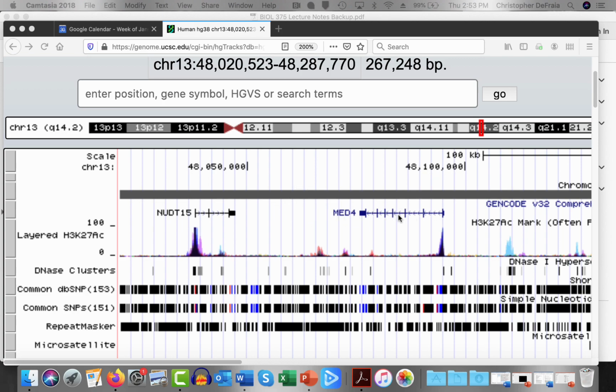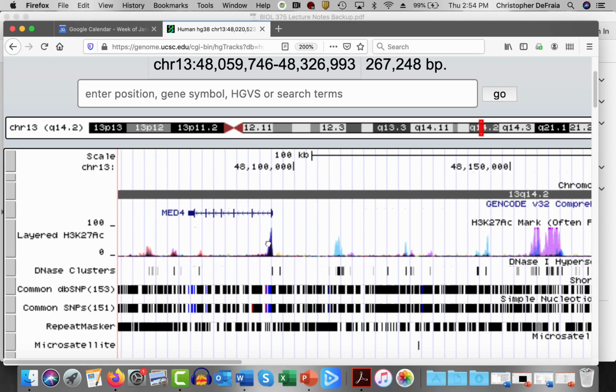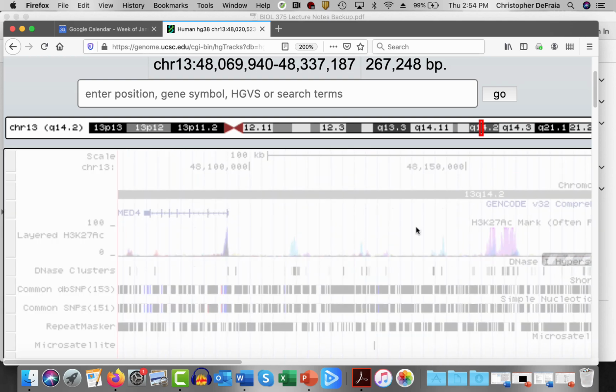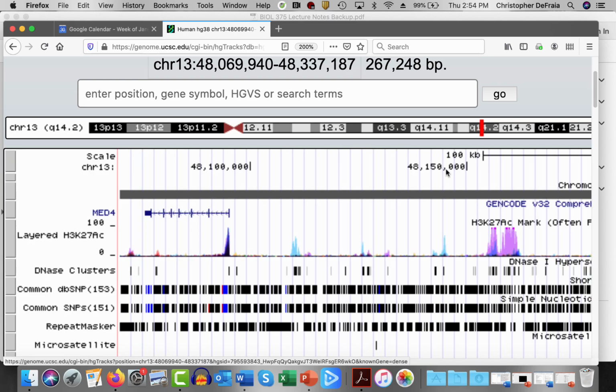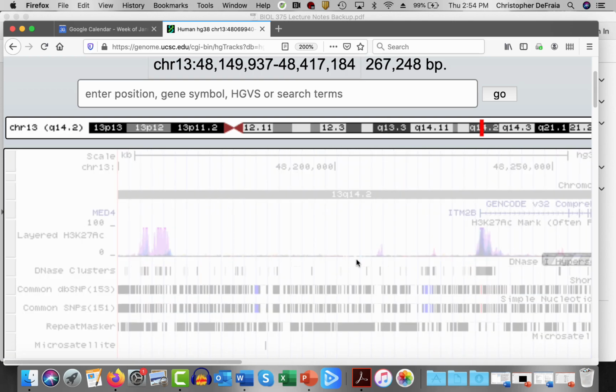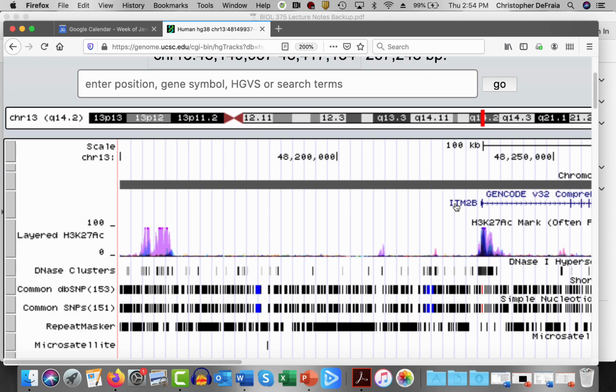This genome browser also shows you the nearby genes, which is also part of the physical map of a chromosome. We see the NUDT15 just upstream of MED4, and if we scroll over a little bit, maybe we can see another gene. Or we can zoom out a little bit, continue scrolling, and here's another gene, the ITM2B gene. So physical maps also show relative proximity of genes and gene order in addition to their base pair coordinates.